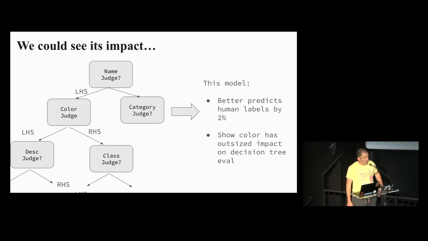We can add this to the mix, and we can see the actual impact. Maybe we see it better predicts human labels by 2%. And we see that color has maybe an outsized impact on the decision tree eval. We have a sense for how it matters in the ranking function. Search is also often very nonlinear. So you might say, oh, if the name would typically prefer the left-hand side, then maybe we look at color.